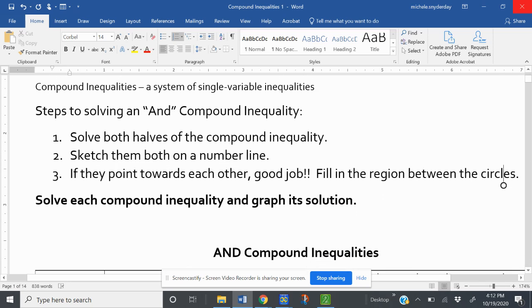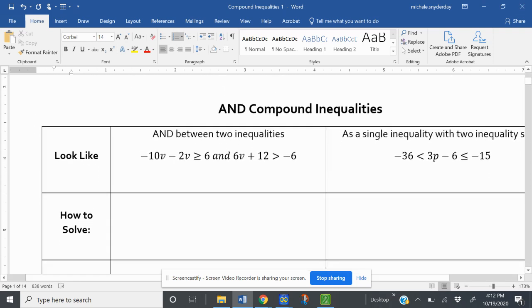Steps are solve both halves of the compound inequality. That means there's two of them. Both means two. Sketch each one of the solutions on a number line. If they point towards each other, awesome job. Fill in the region between the circles. And here we go. Solve each compound inequality and graph its solution.